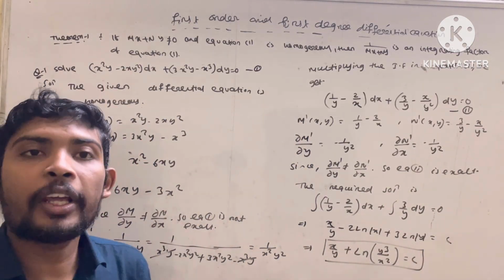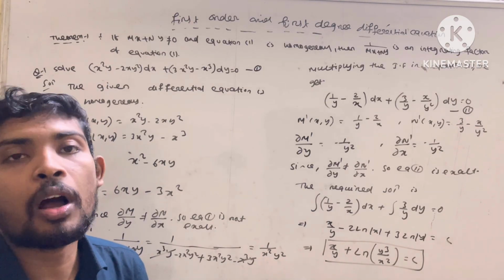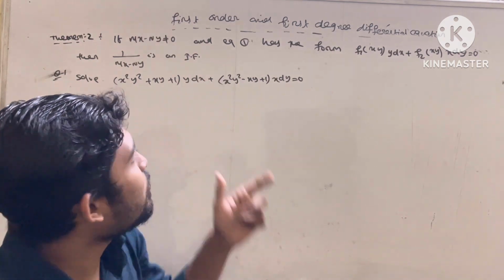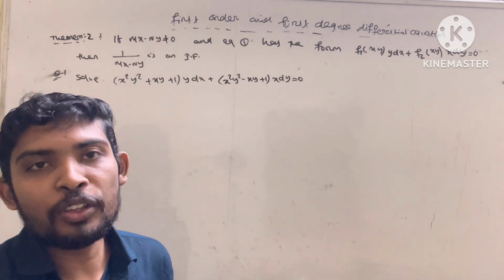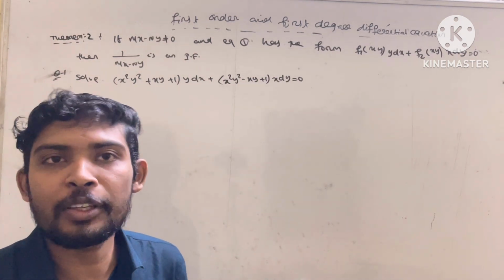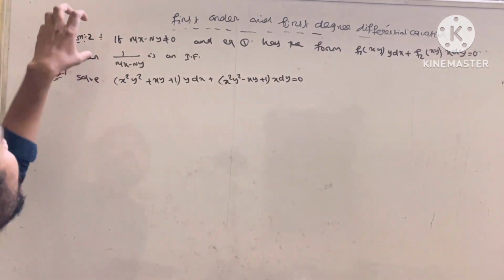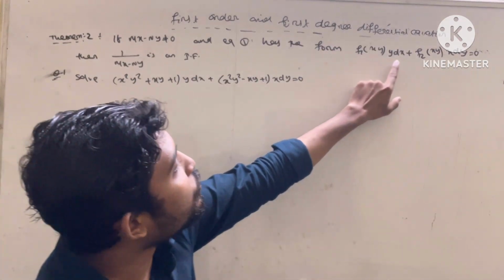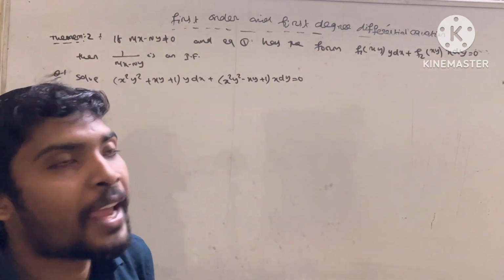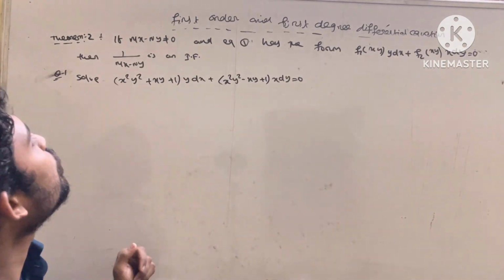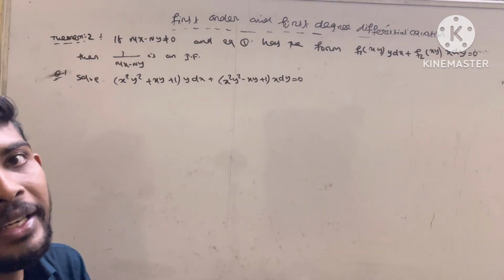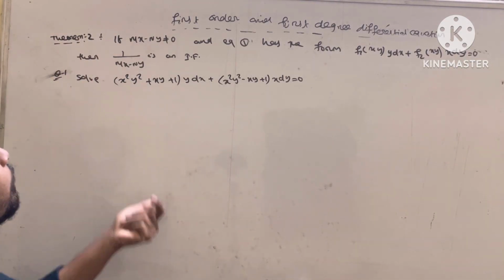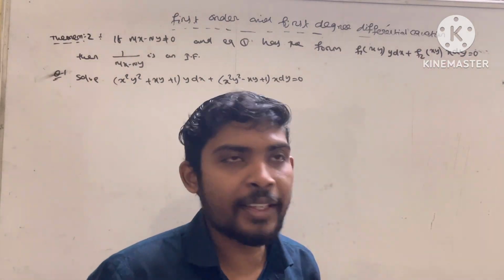Now we have to take some more theorems to understand how to find integrating factors. Students, look at theorem 2. It is another method to find the integrating factor of a given differential equation. If Mx minus Ny is nonzero and equation 1 has the form f1 of xy times y dx plus f2 of xy times x dy equal to 0, then 1 by (Mx minus Ny) is the integrating factor. It is a simple form, that means it is in the form of y dx and x dy.